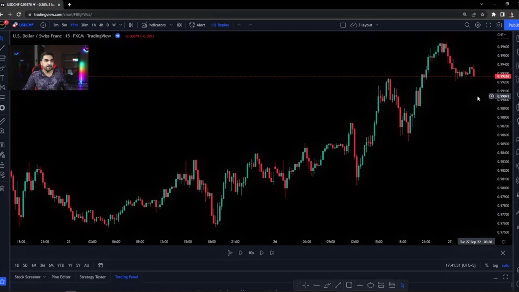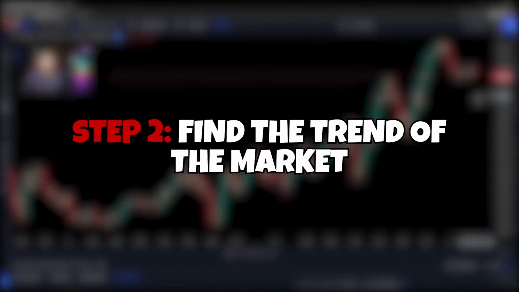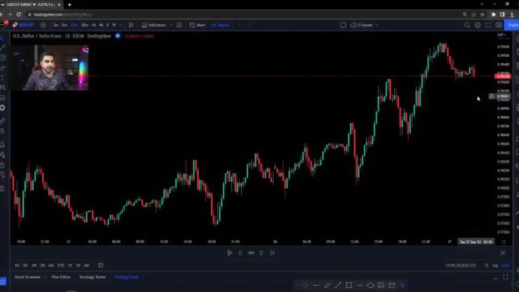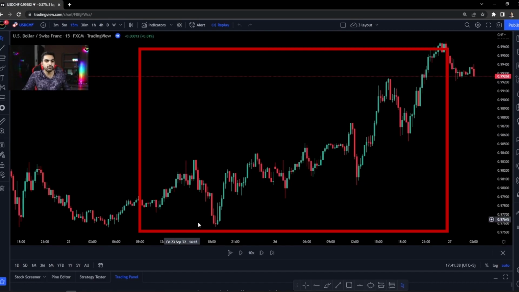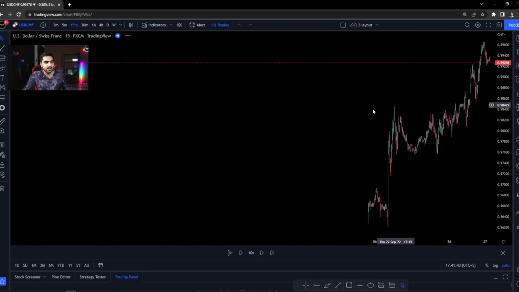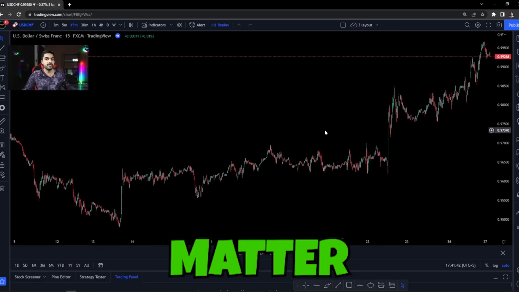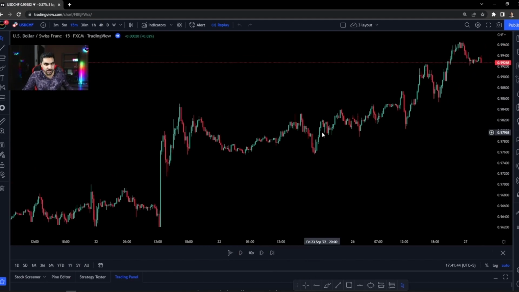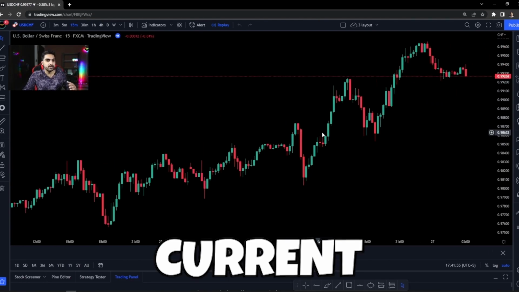After choosing the time frame, the next thing that we want to do is to find the trend of the market. And we only need to put our focus on the recent market moves. What happened a few months ago does not matter for us because we need to trade today. So we should only be focusing on the current market data.